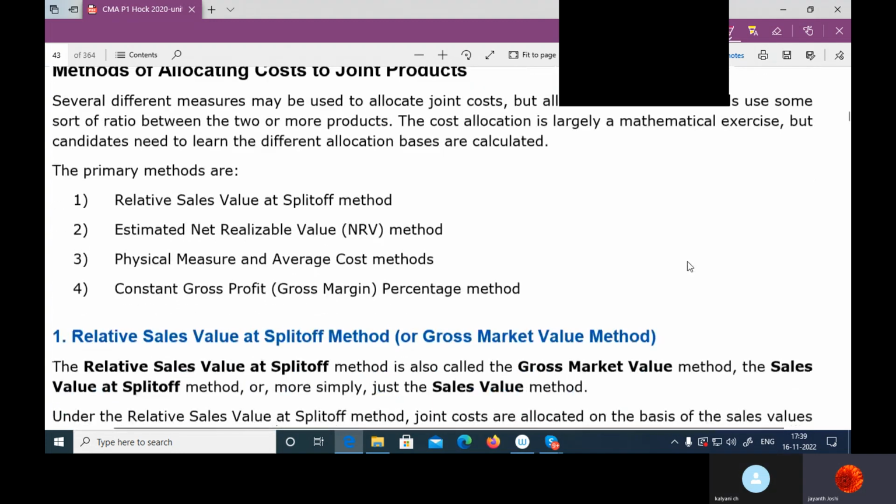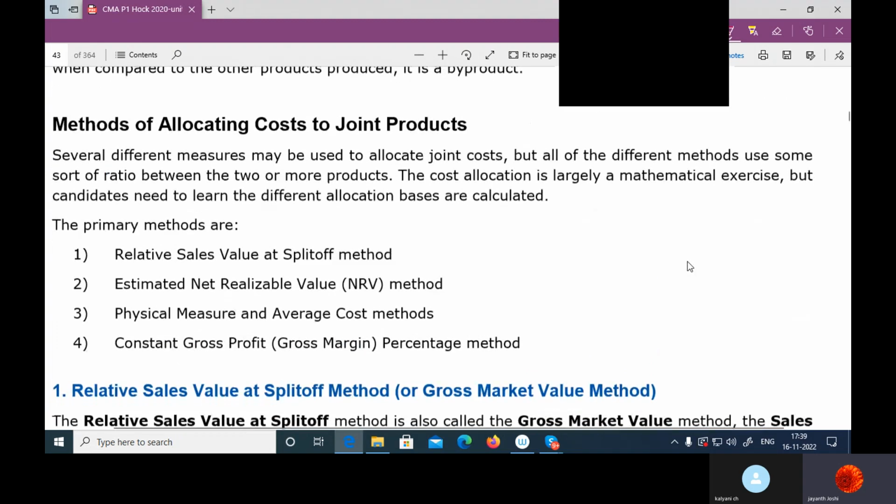Now the problem was how to allocate the joint cost. So what are the methods we will be using for the allocation of joint cost? Relative sales value at split off method, estimated net realizable value method, physical measure and average cost method, constant gross profit percentage method, correct? These are the methods to allocate the joint cost, madam.